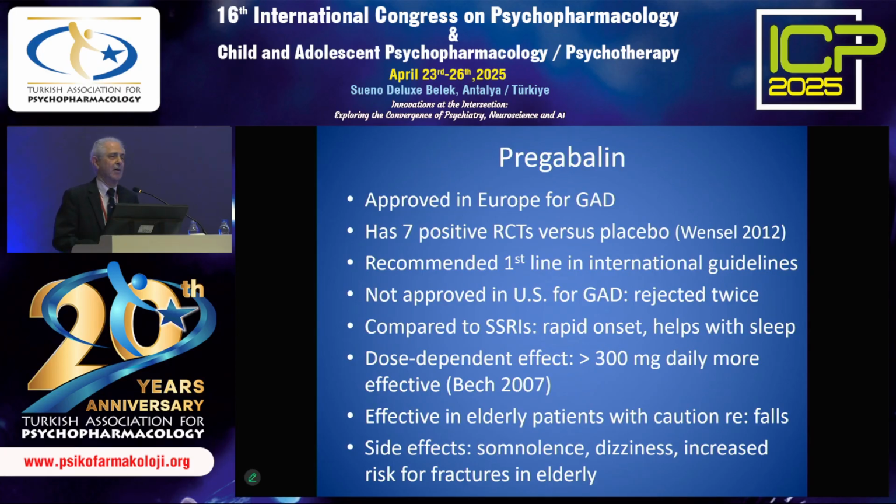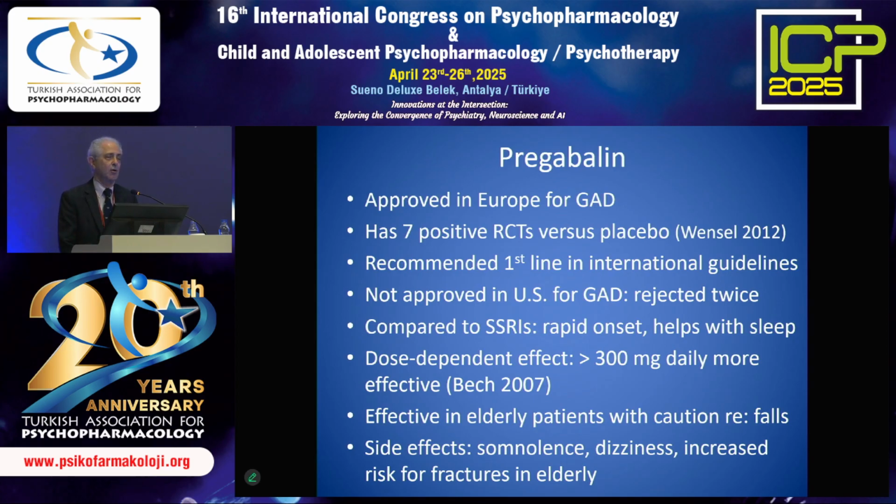So some have speculated that maybe there were poor results in some of the populations that involved US patients, but we don't have it as an approved treatment. But some in Europe are enthusiastic about it based on these studies. And compared to SSRIs, it seems to have a more rapid onset, helps with sleep, as I mentioned before. It is a dose-dependent effect, and you have to use the higher doses. Over 300 a day is more effective than lower doses. And it is effective in the elderly, too.